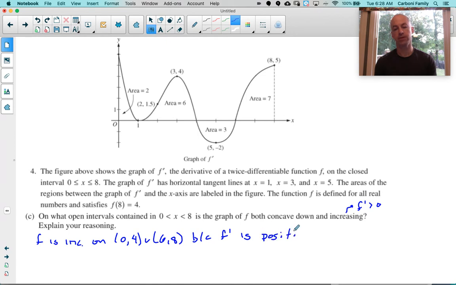Okay, so there's the increasing part. Now for the concavity part, concave down, we generally think f double prime is less than 0.